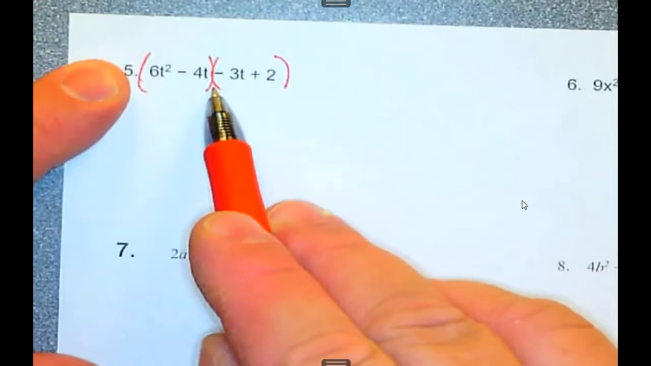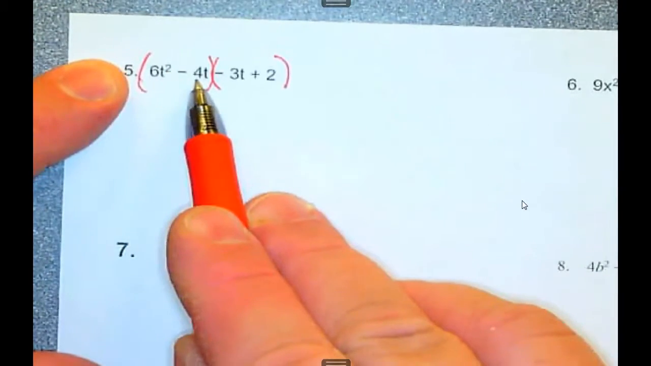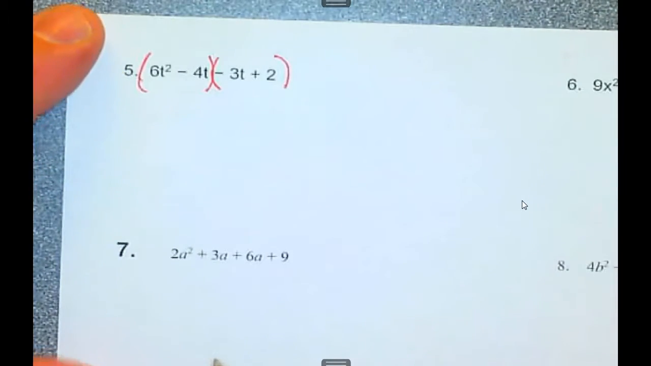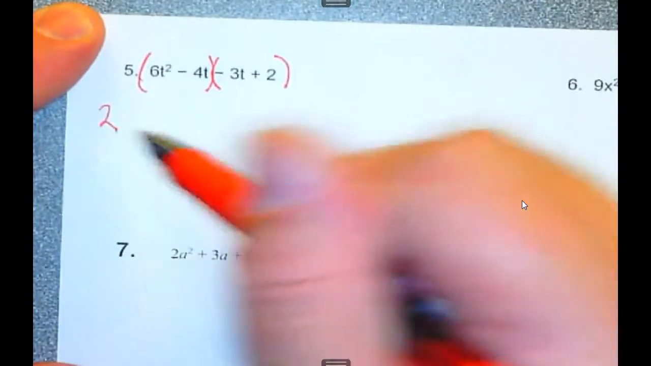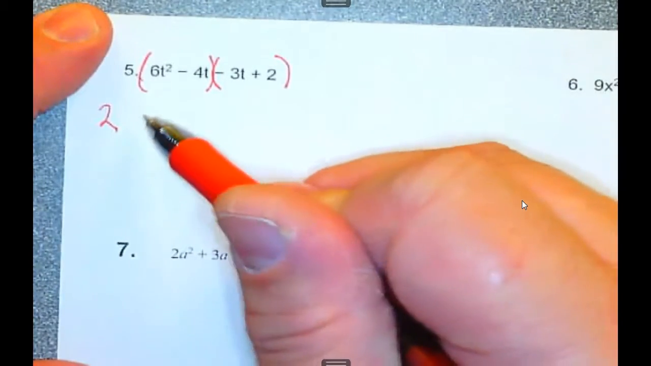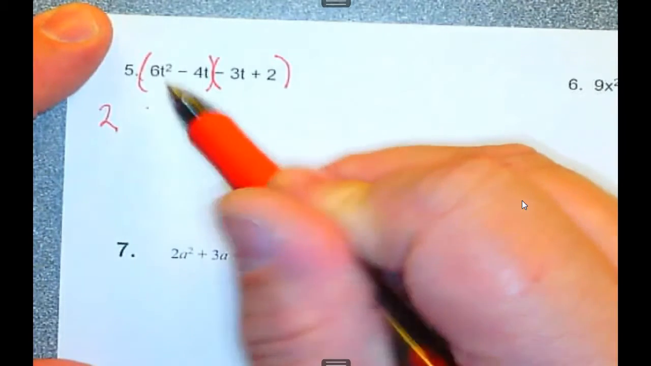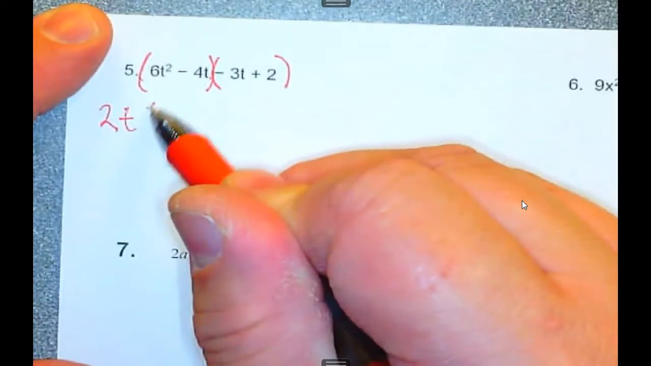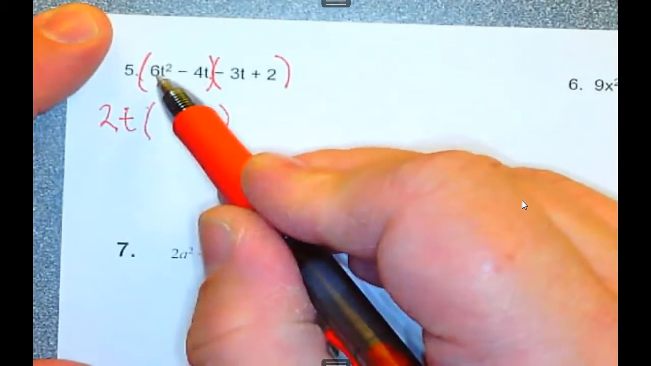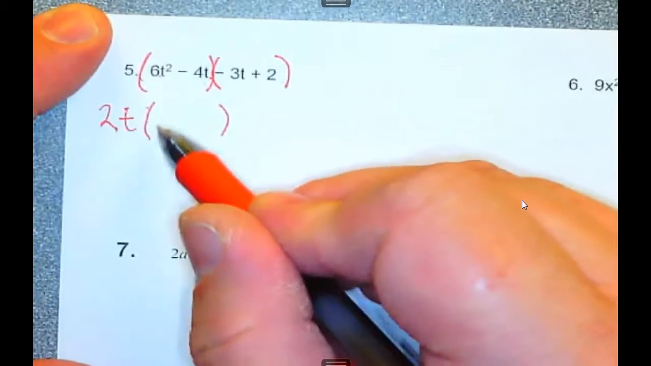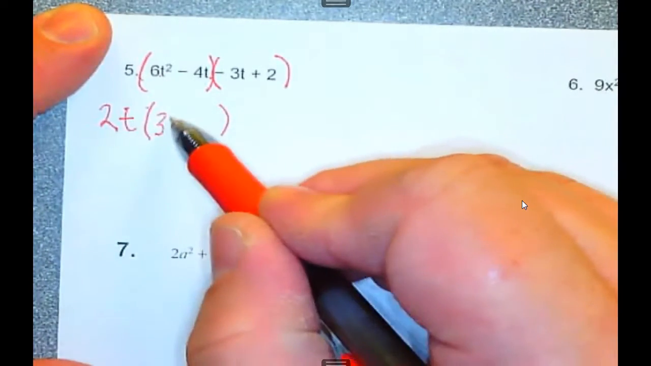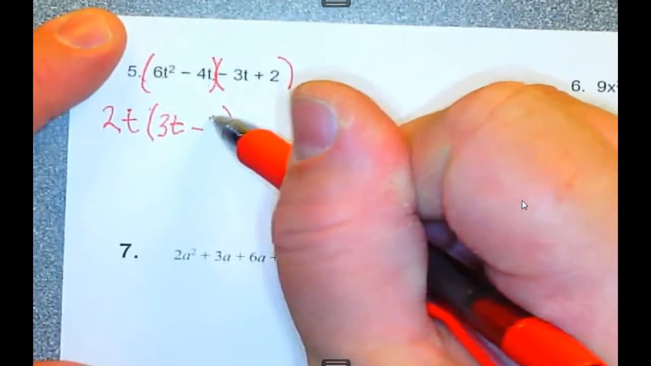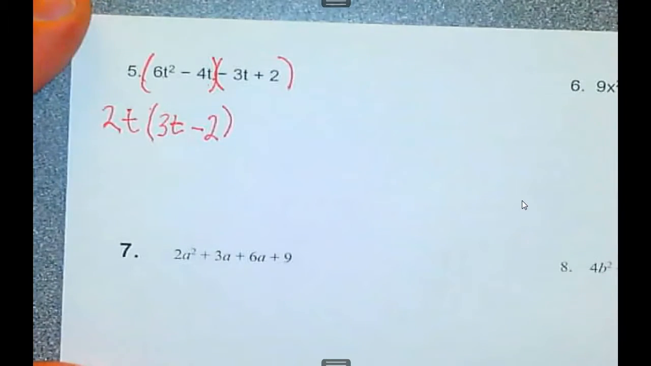Looking at the first quantity here, I have 6t squared and 4t. What can I take out of 6 and 4 at the same time? 2. Can I take any t's out? I got 2 t's here and 1 t here, so I'm going to take out 1 t. Yeah, 6 divided by 2 is 3. 2 t's divided by 1 t is 1 t left. Minus 2. Right?